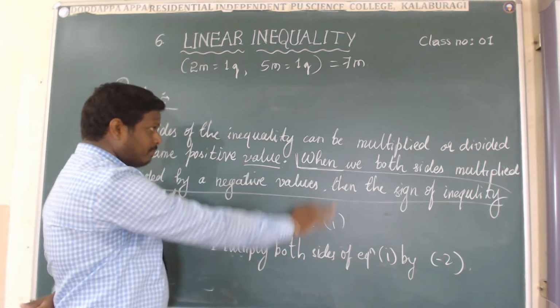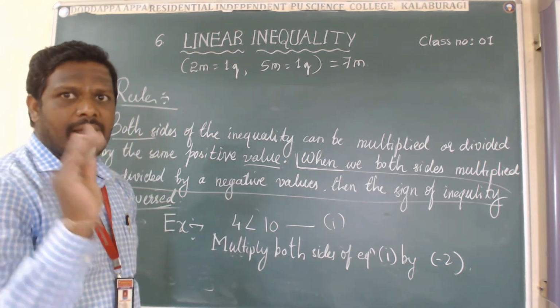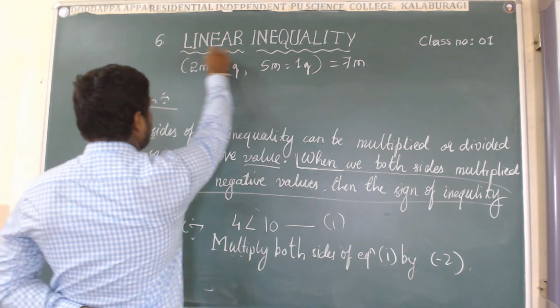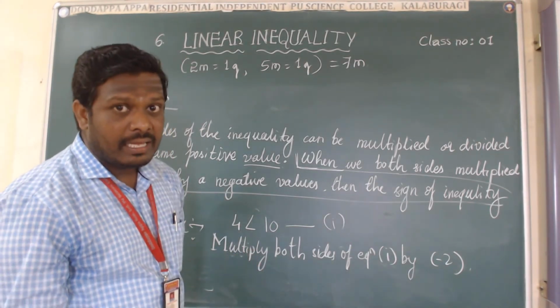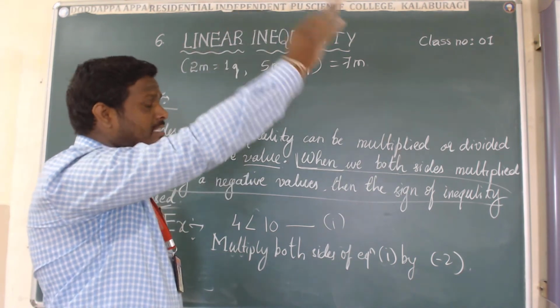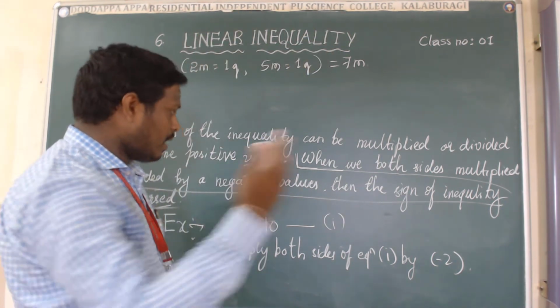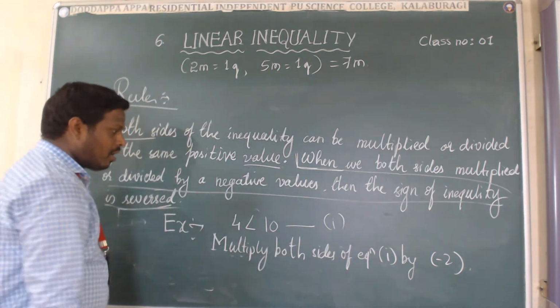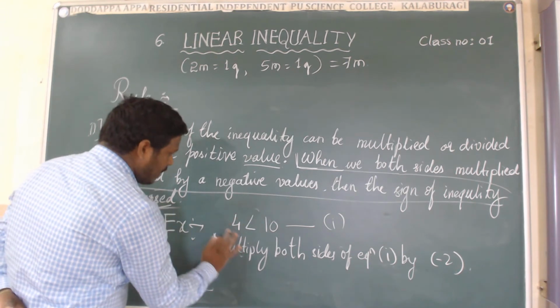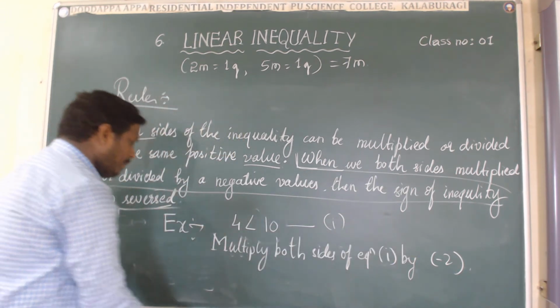Okay, all these points are regarding the sign of inequality only. Keep in mind, the heading is linear inequality. There are 4 types of inequality symbols; okay, I will explain later. Come to this one point only now. I am multiplying both sides by a negative value, that is -2. Okay, what will happen here?